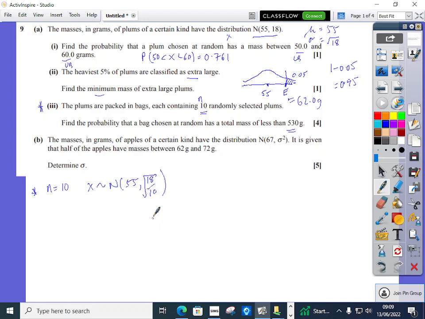Now once you've done that, you then say we want to know that our sample, what we selected, is less than that. So the total added up to 530 grams divided by 10, which was in there. So we want to know the probability of our sample mean that we got in here. It's going to be less than 53 grams.